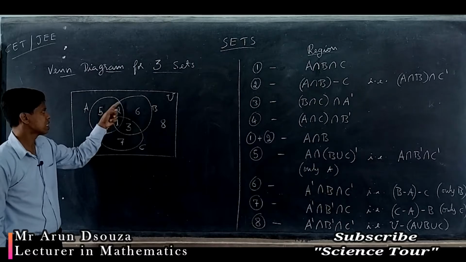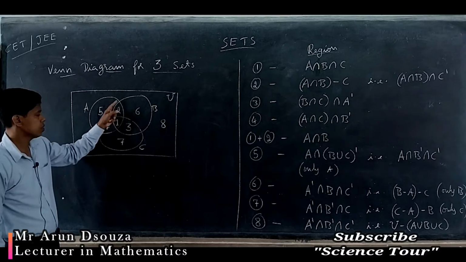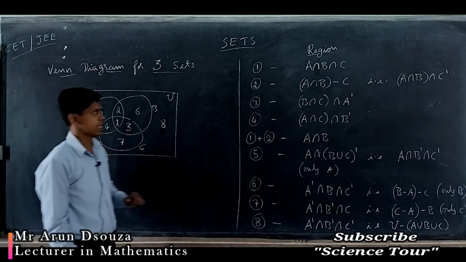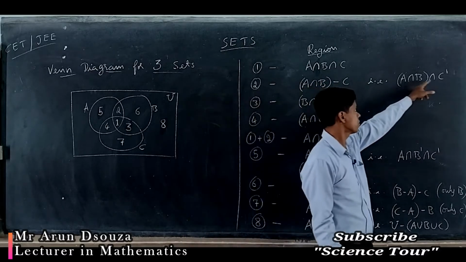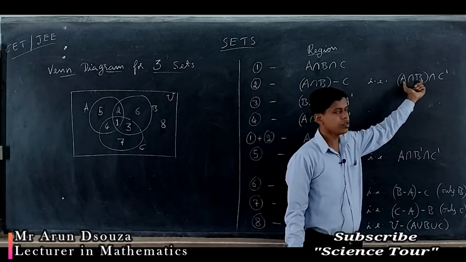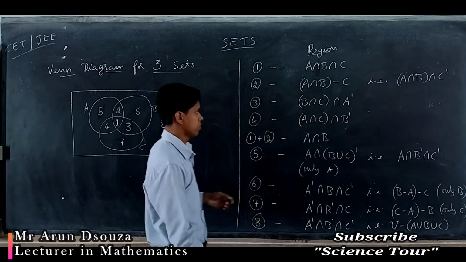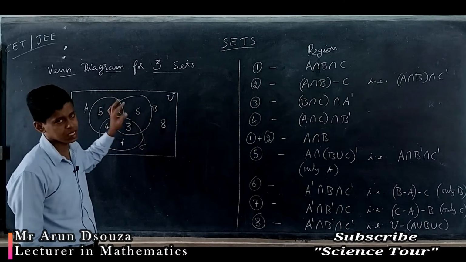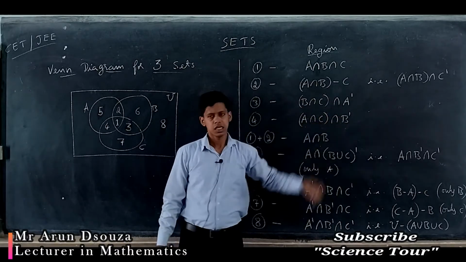Now, what about the second region? Only this region, that is A intersection B. See, this is A intersection B. From that you have to subtract C. So that is A intersection B except C, C is not there. So A intersection B intersection C dash. That means the common region of A and B, but it is not common to C. Now third and fourth are similar to second, so that is understood. So that is B intersection C except A and A intersection C except B.